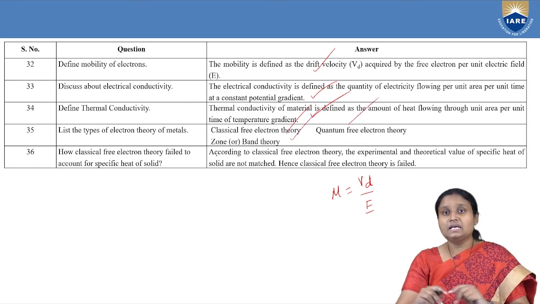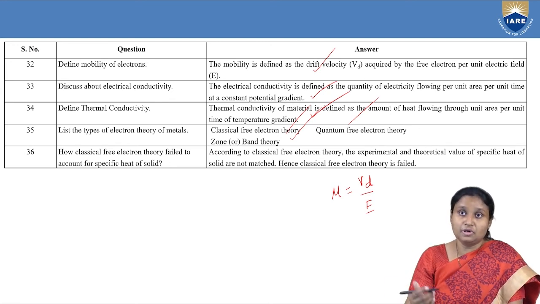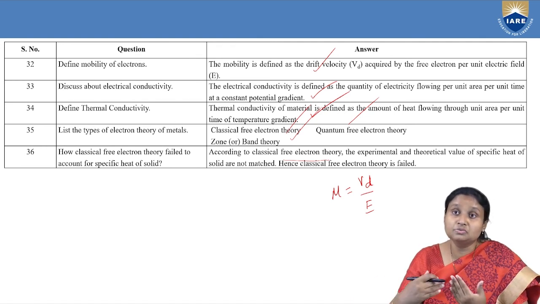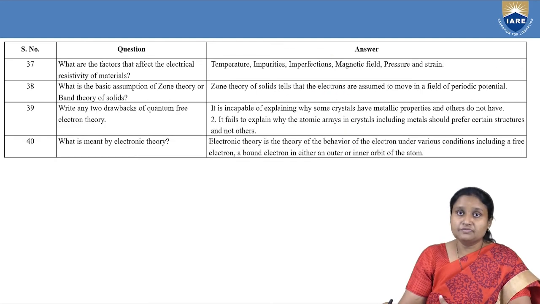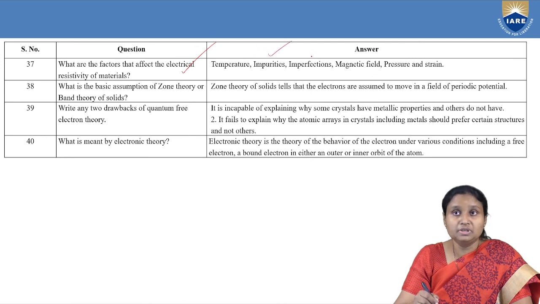Here, how did classical free electron theory fail to account for the specific heat of solids? According to classical free electron theory, the experimental and theoretical values of specific heats do not match, so that's why it has failed. Then coming to our last definitions, what are the factors that affect the electrical resistivity of materials? Electrical resistivity of materials depends on temperature, impurities, imperfections, magnetic field, pressure, as well as strain.